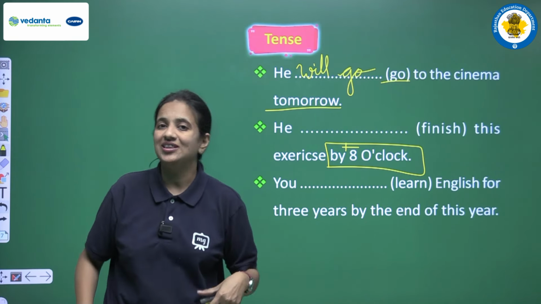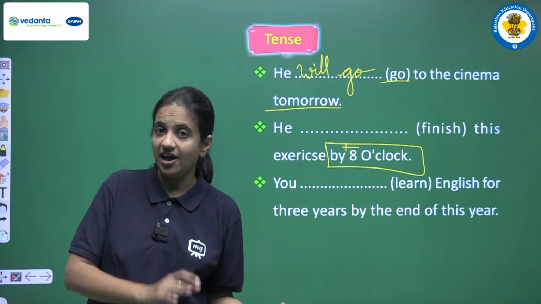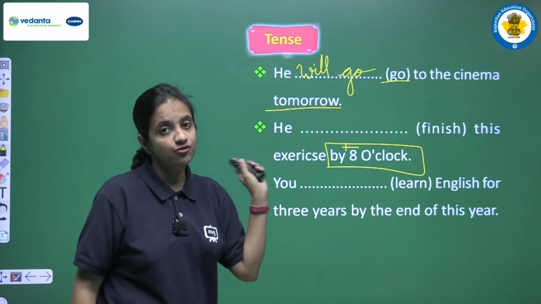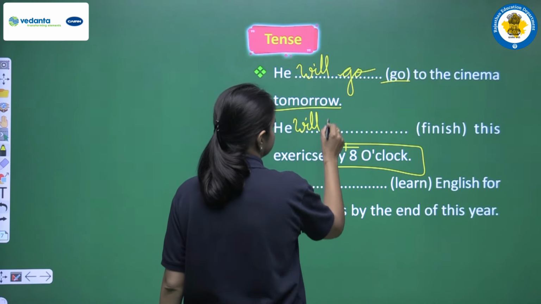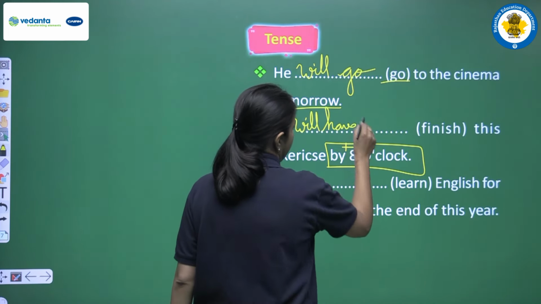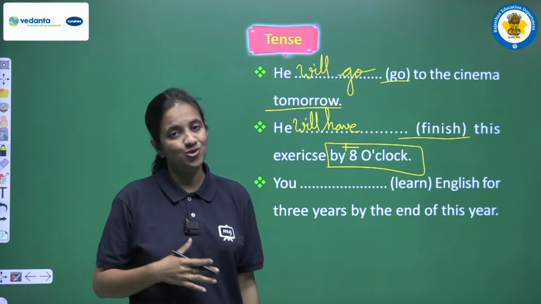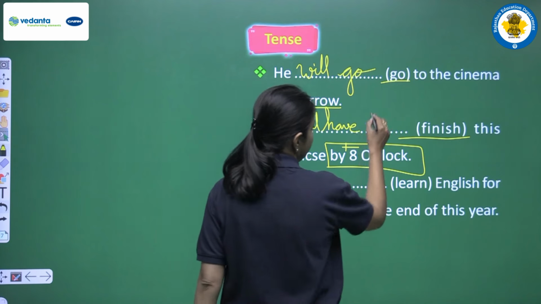And now let's recall the helping verbs. In the future perfect tense we always use will have and shall have. As a subject we are having here he, so for he we will use will have. And main verb, this is future perfect tense, so we have to use third form of the main verb, third form of finish, it will be finished.